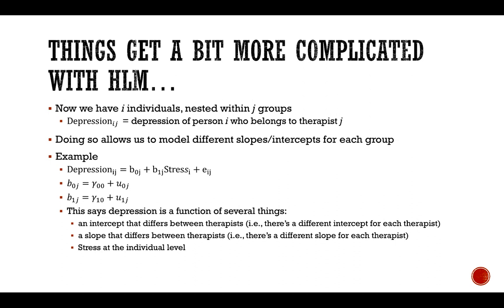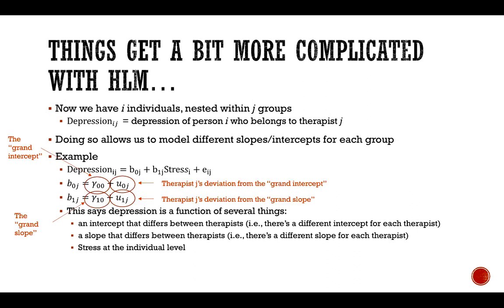So this says that depression is a function of several things. It's a function of an intercept that differs between therapists, or in other words, there's a different intercept for each therapist. It says there is a slope that differs between therapists, and it says that there is stress at the individual level. The gammas represent the grand intercept and the grand slope, and then U sub 0J, or 1J, is therapist J's deviation from the grand mean or the grand intercept.